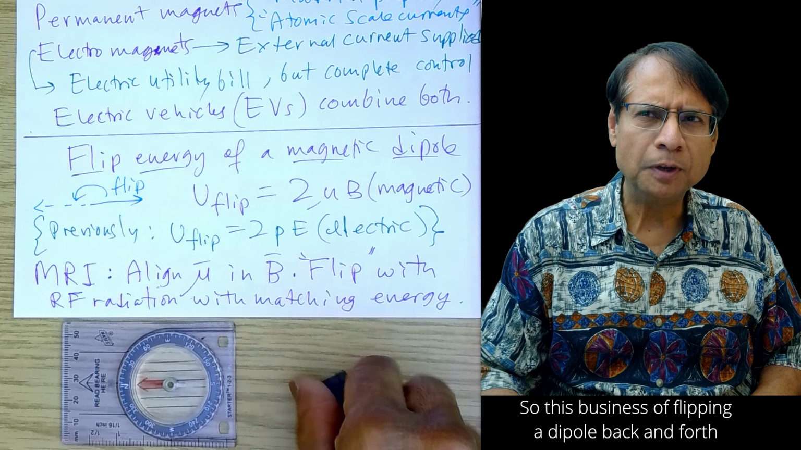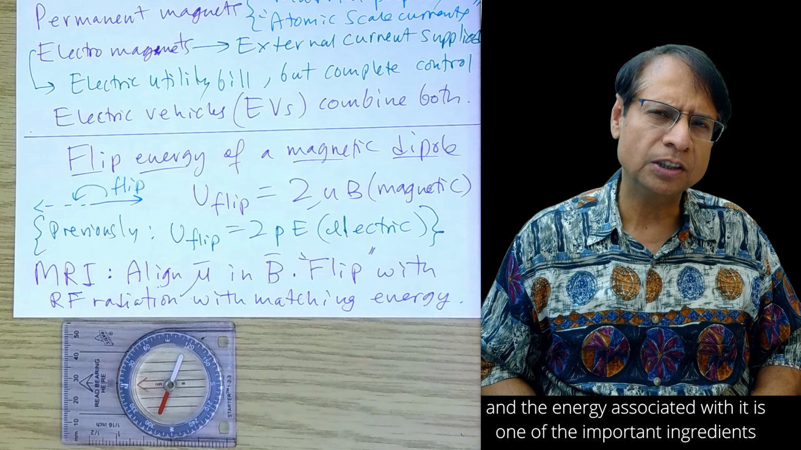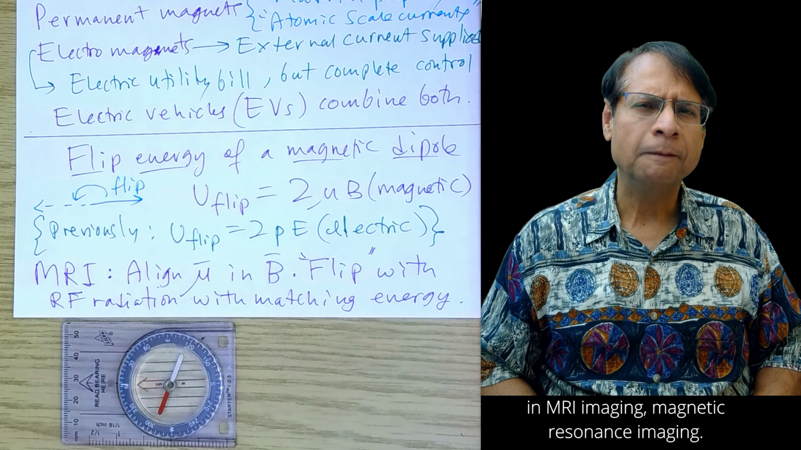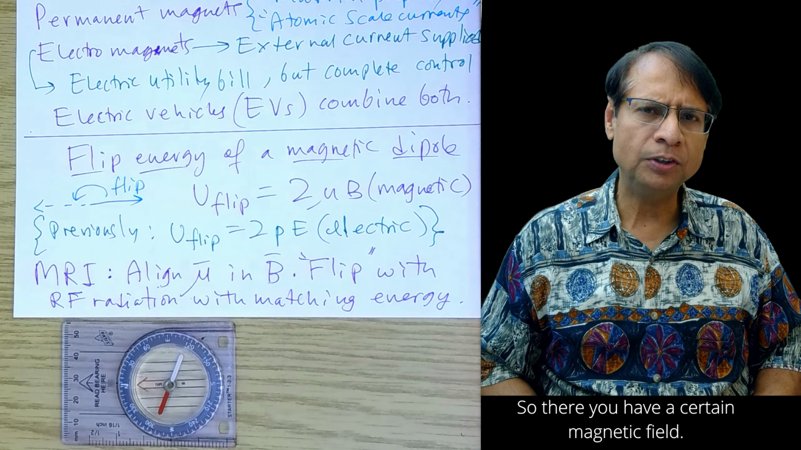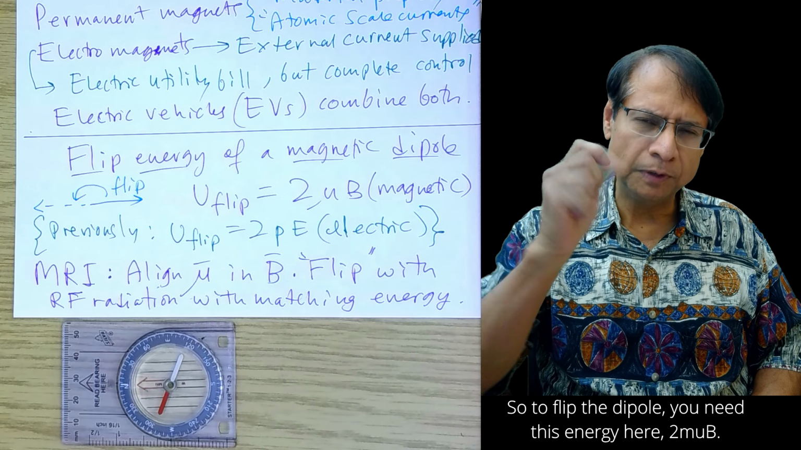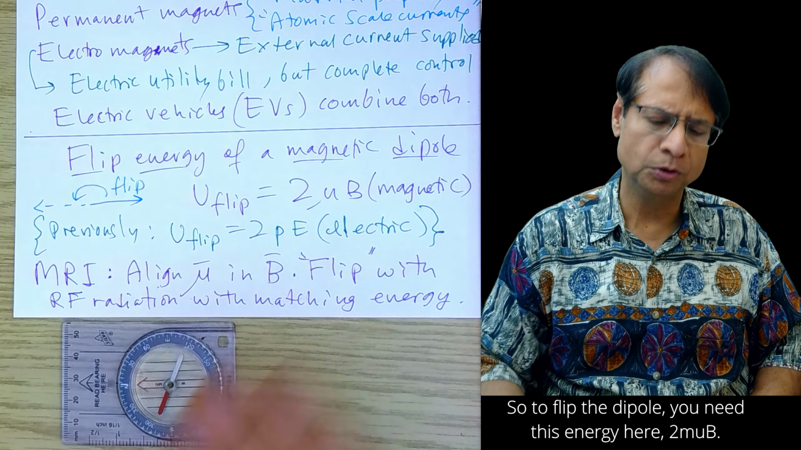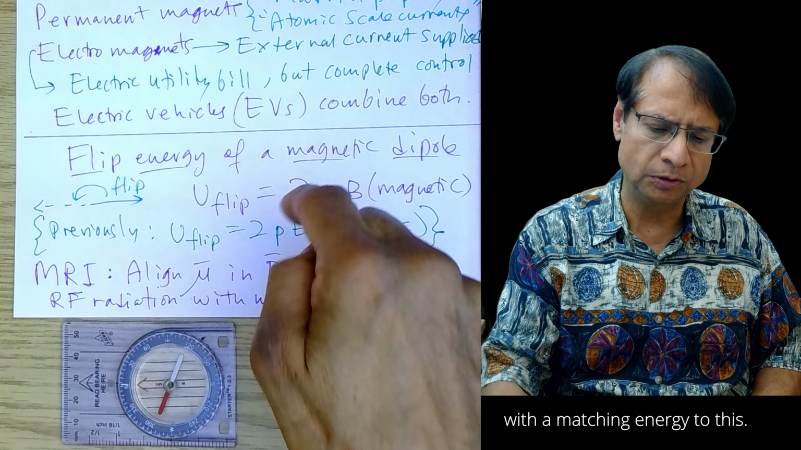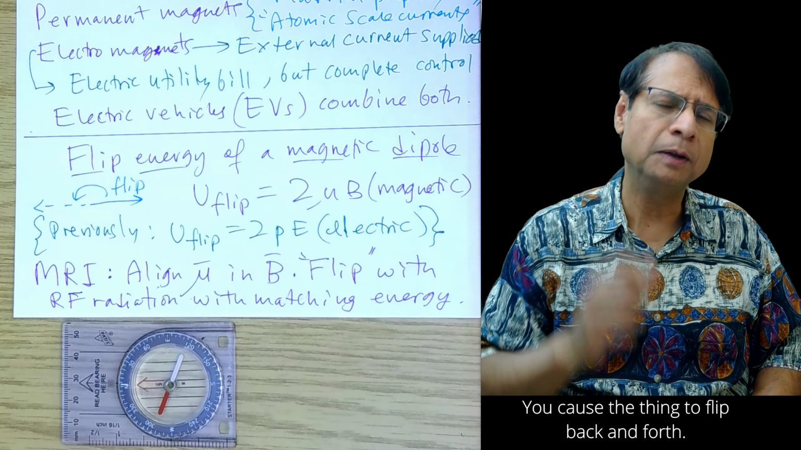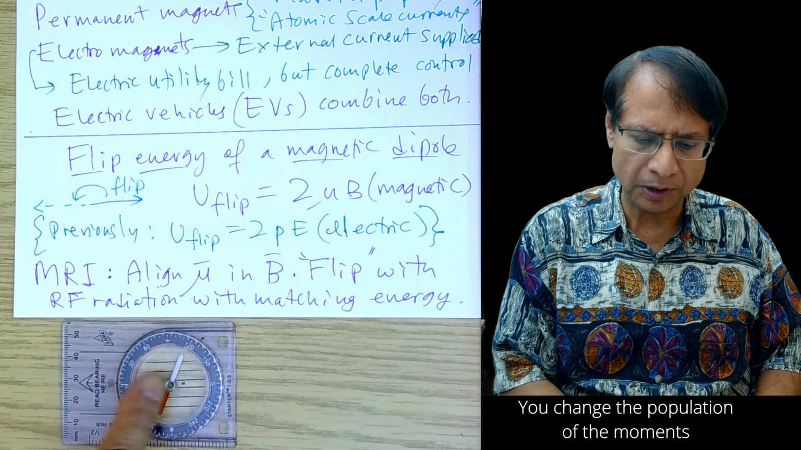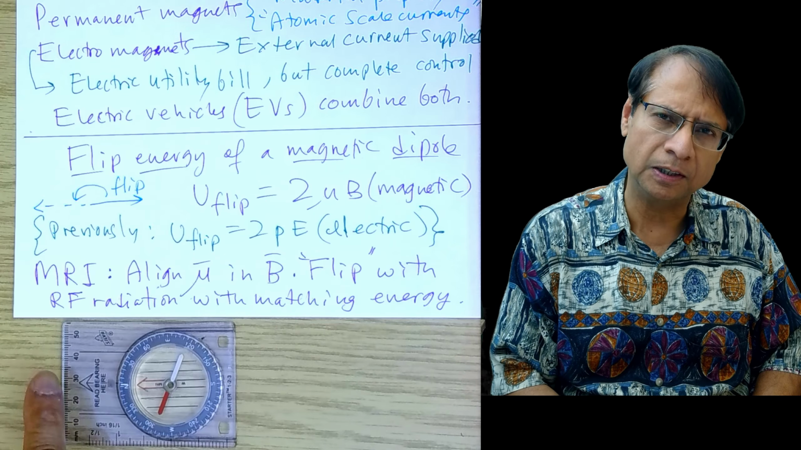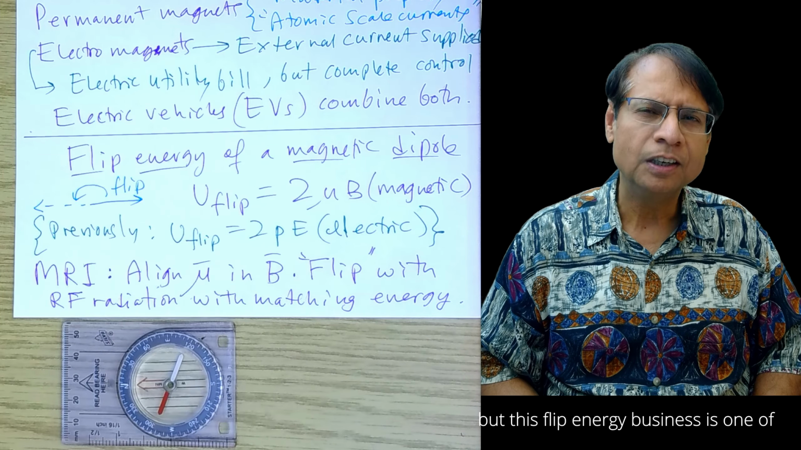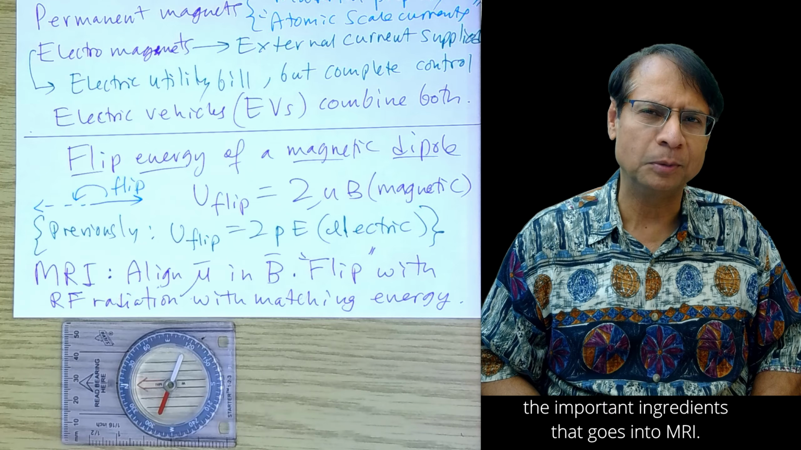So this business of flipping a dipole back and forth and the energy associated with it is one of the important ingredients in MRI, magnetic resonance imaging. So there you have a certain magnetic field. To flip the dipole, you need this energy here, 2 mu B. When you shine RF radiation with a matching energy on this, you cause the dipoles to flip back and forth. You change the population of the moments which are facing one way versus the other. There are many other things that go into the MRI process, but this flip energy business is one of the important ingredients that goes into MRI.